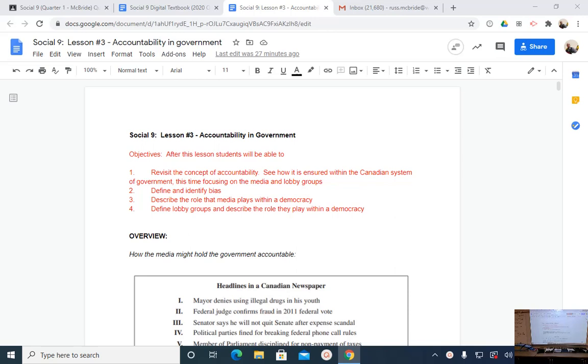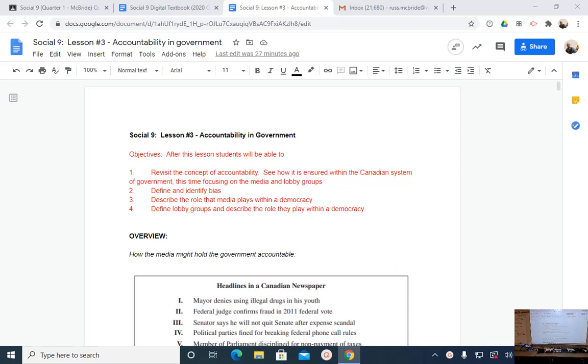We have studied some of these concepts before. We've looked at media, and we're going to revisit it again here today. We're going to add some more information about bias and detecting of bias, and we'll try to detect bias by looking at two captions. We're also going to look at lobby groups here today and the role that lobby groups play within a democracy as well.